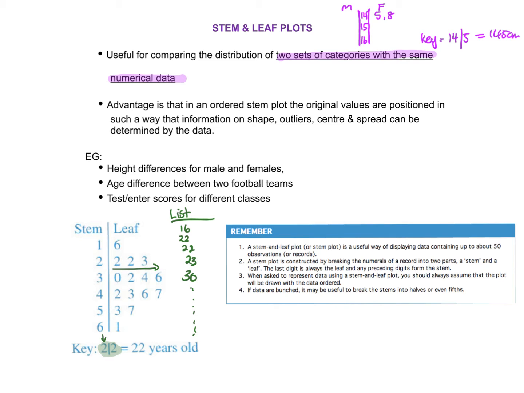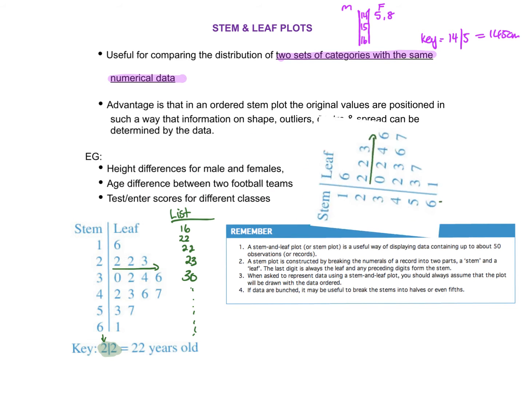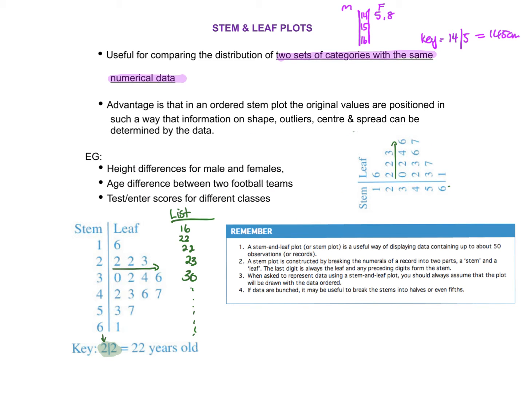So if I grab this stem and leaf plot and just turn it like that, can you see how it looks like a histogram? And you can see what the shape is. The shape for this one would be symmetric, okay? So just be careful when you flip it that the numbers are going smallest to largest, and I'll show you why in a minute. Here are some examples of what you can use: males and females, maybe ages in 2 football teams, or scores in 2 classes or whatever.